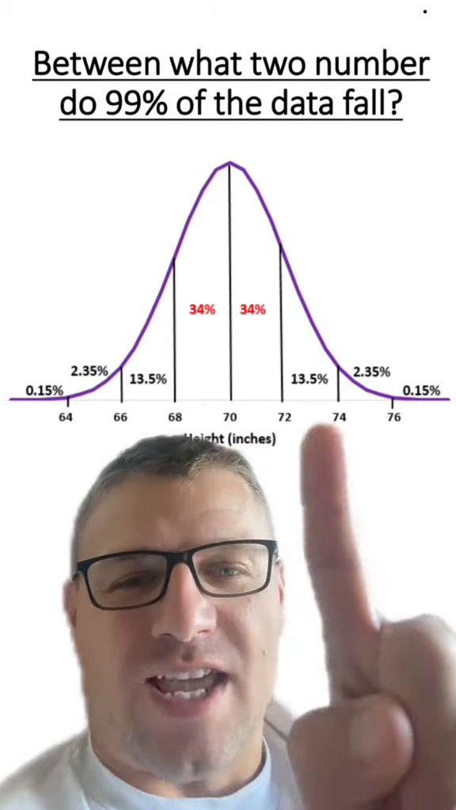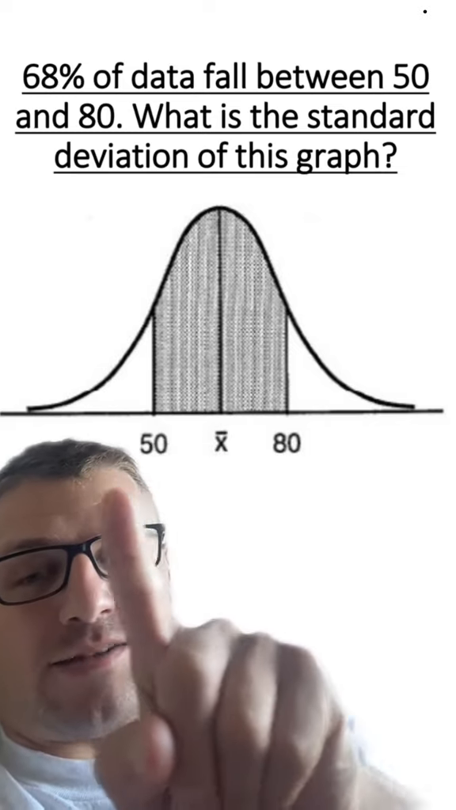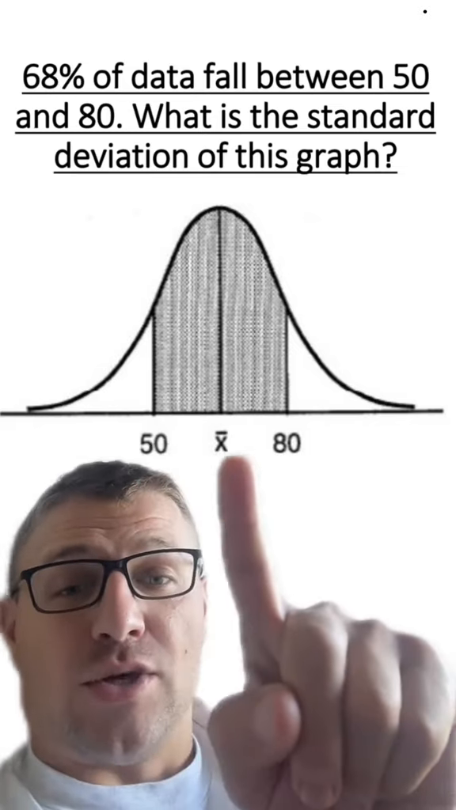68% of the data fall between 50 and 80. However, this question is asking what is the standard deviation? So we can see X bar here is our average, and it falls between 50 and 80. So we have to find the difference between these two numbers, which is 30. And then we have to divide it by 2 because we have to add it and subtract it. So 30 divided by 2 is 15.